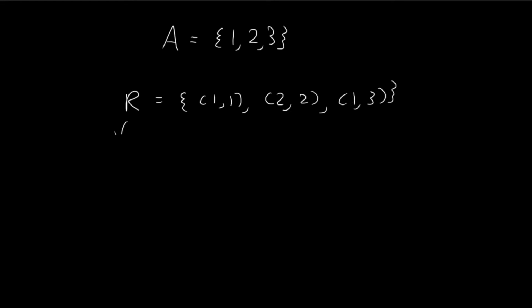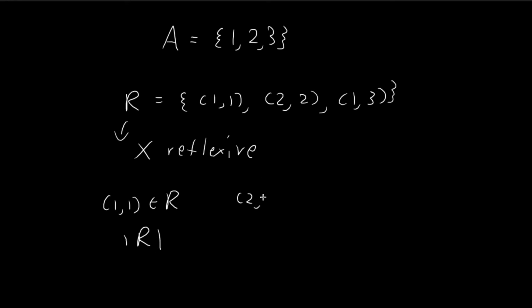Now for this relation, this is not reflexive. This is not reflexive because although you can see that the ordered pair (1,1) is an element of R, so 1 is related to 1, and although you can see that the ordered pair (2,2) is an element of R, so 2 is related to 2, yet you can see that for the element 3, the ordered pair (3,3) is not an element of R. So for this relation, 3 is not related to 3.